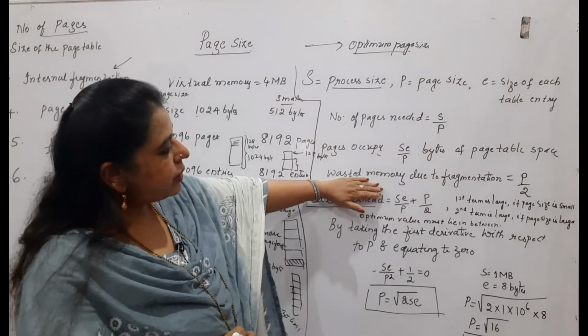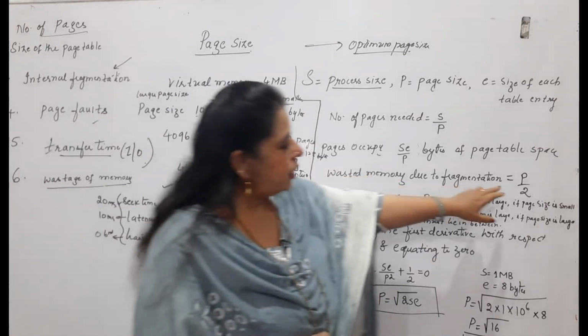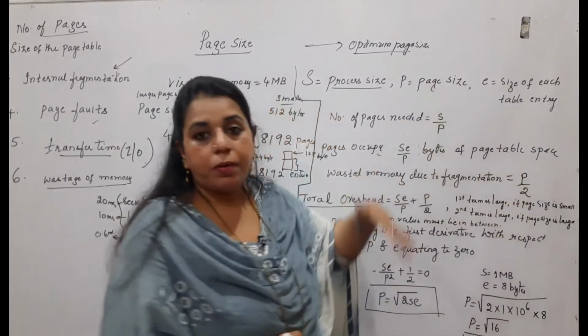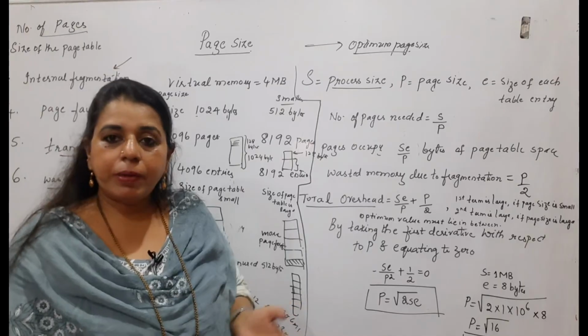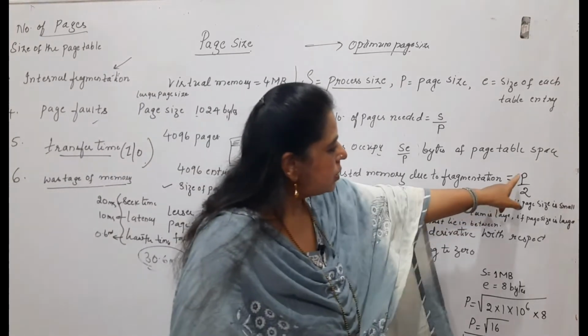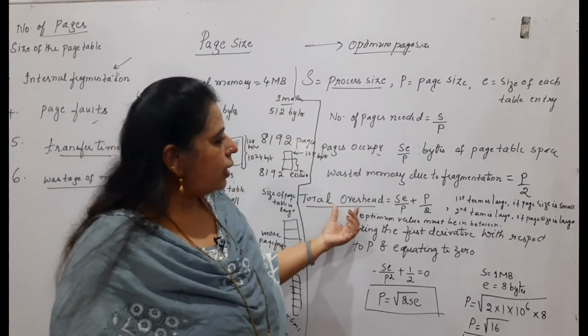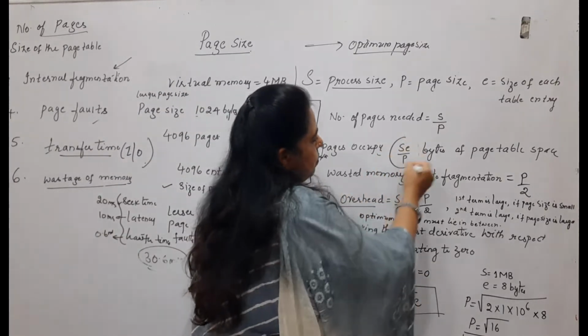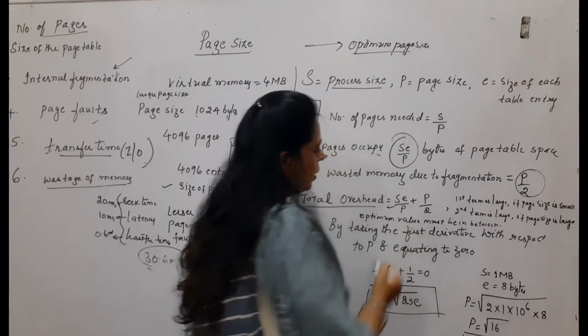Then what is the wasted memory due to fragmentation? It is P divided by 2, where P is the page size. We are assuming that 50% of the page is wasted due to internal fragmentation. So this is P by 2. Now the total overhead will be this term plus this term, which is what I have written here.